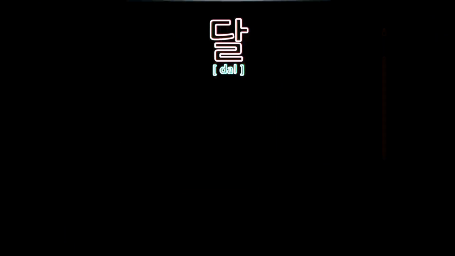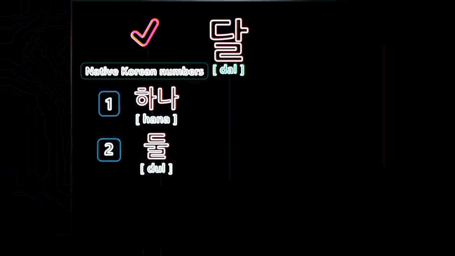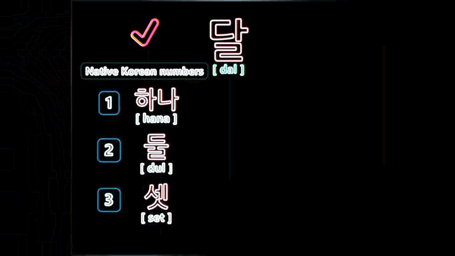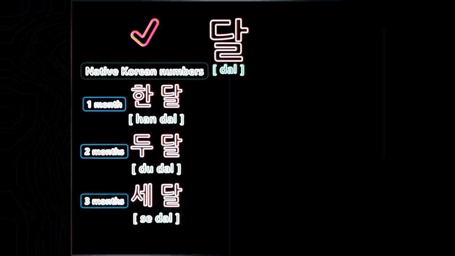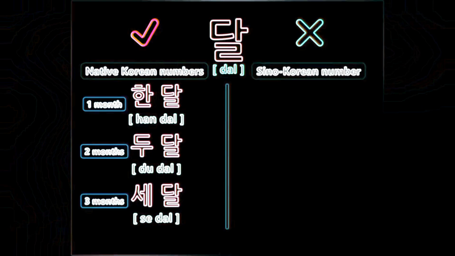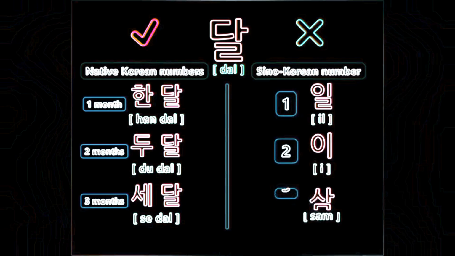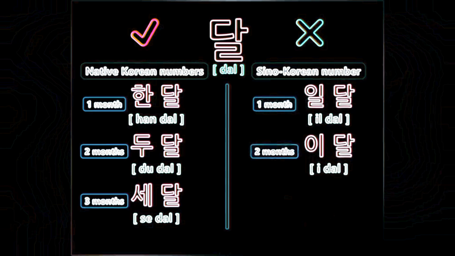Note that the correct numbers to use with 달 are the native Korean numbers. This set of numbers starts with 하나, 둘, 셋. For example, 한 달, 두 달, and 세 달. It is incorrect to use the Sino-Korean numbers with 달 for months. The Sino-Korean numbers start with 1, 2, 3. You cannot say 1달, 2달, or 3달.